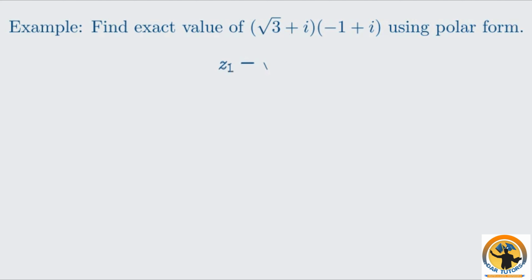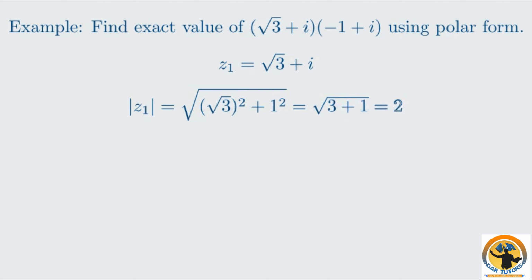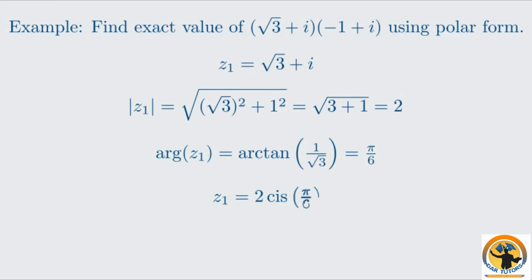Let z1 equal root 3 + i. It's in the first quadrant. Let's find its modulus. It's the square root of root 3 squared plus 1 squared, which is 2. The argument is arctan of 1 over root 3, which is pi over 6 radians. So, z1 is 2 cis pi over 6.